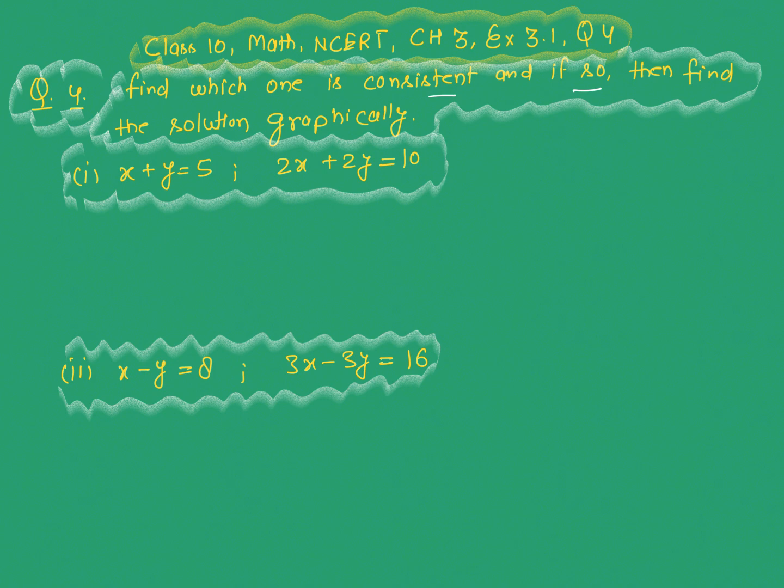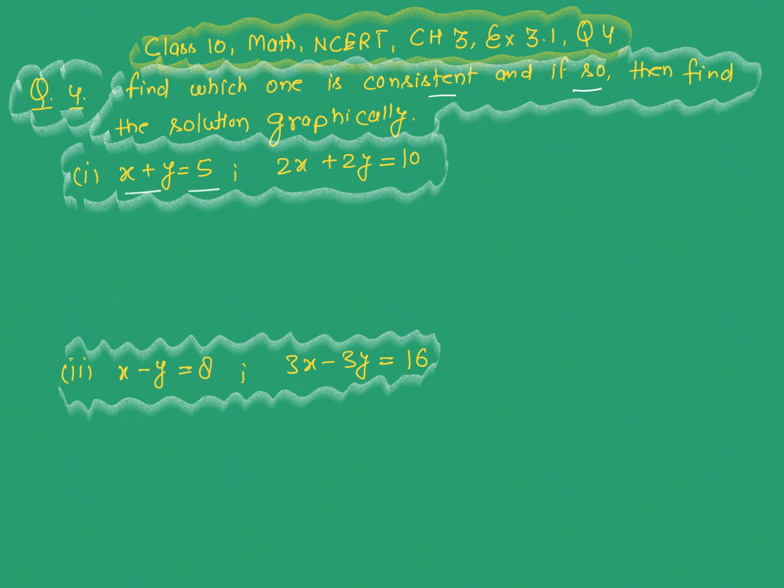So we have been given some pair of linear equations और हमें ये पता लगाना है कि कौन सी pair of linear equations इन 4 examples में से, 4 सब questions में से, consistent है and if it is consistent then we need to find out the solution graphically.